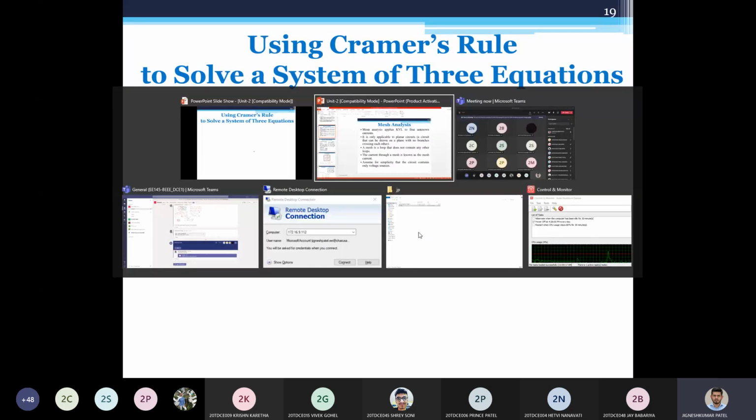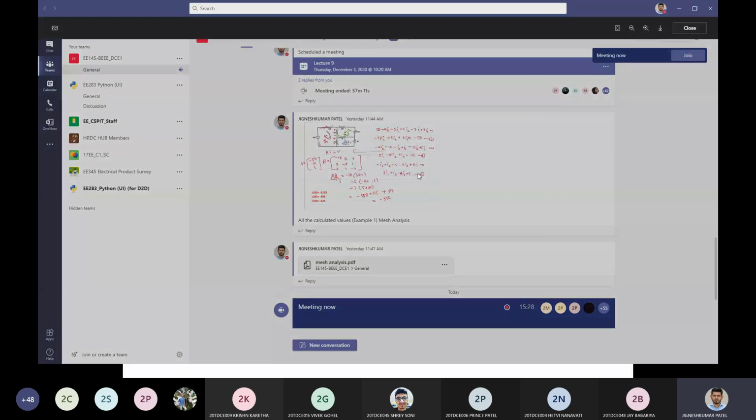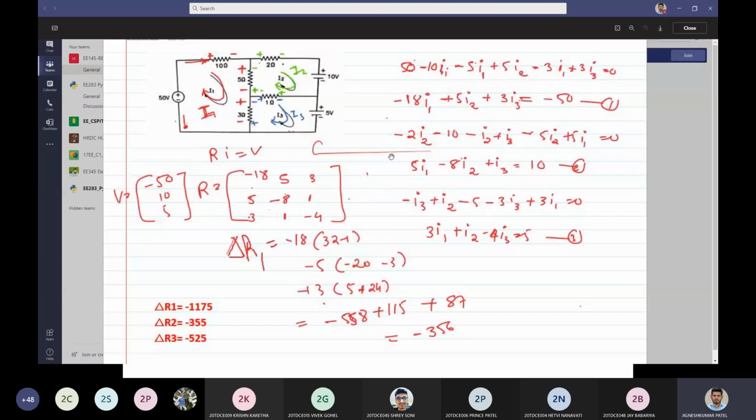Rather than this, we'll go to the example that has been solved. Okay, yesterday we have seen this example. In this example, I have first assumed this direction of the current I1 in clockwise.